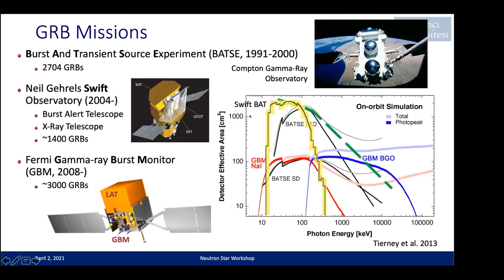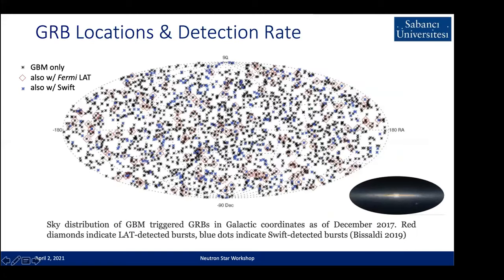And Swift BAT has a great capability of localizing the events really, really well. BATSE and GBM do not have the localization capability because they're all sky monitors, and I'll show you why in a minute. But if a GRB is observed with Swift BAT, then most likely it can be localized really nicely. Well, okay.